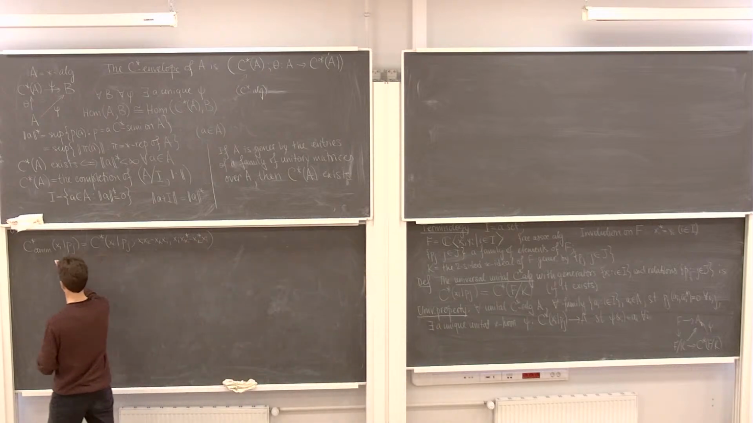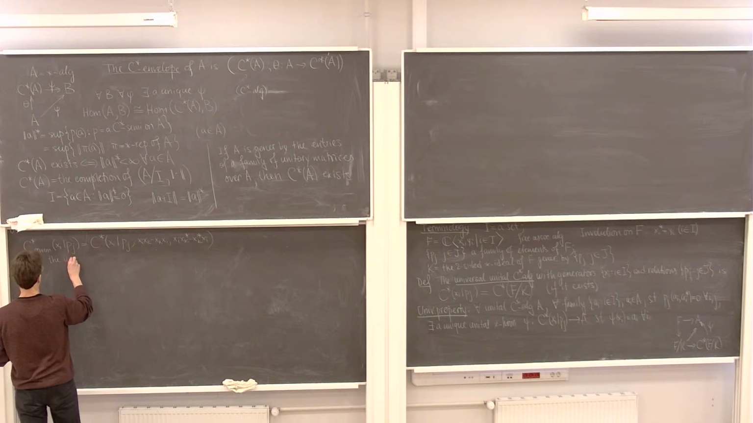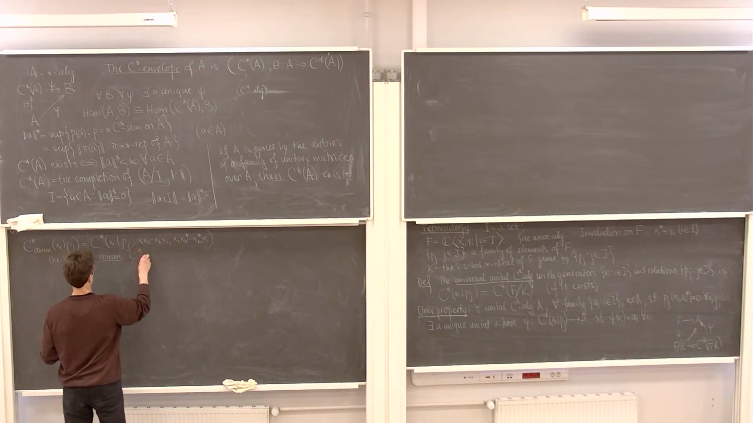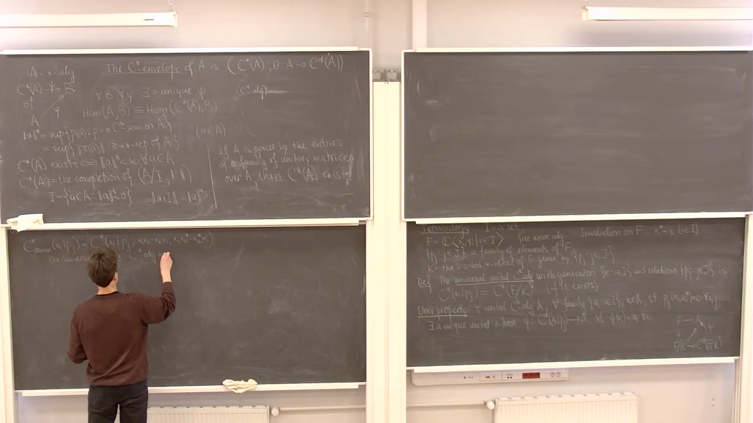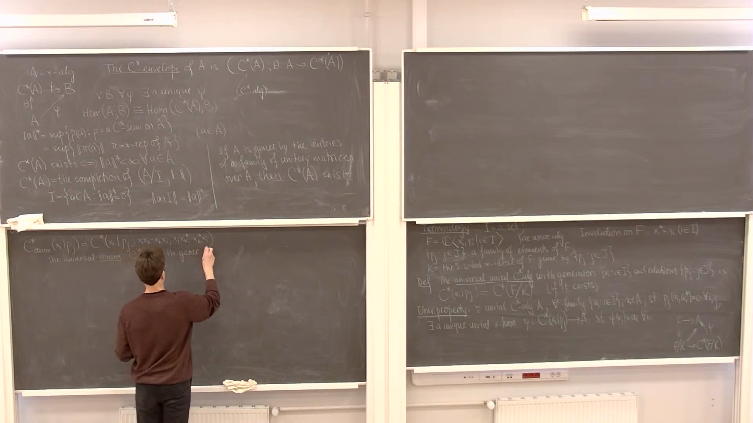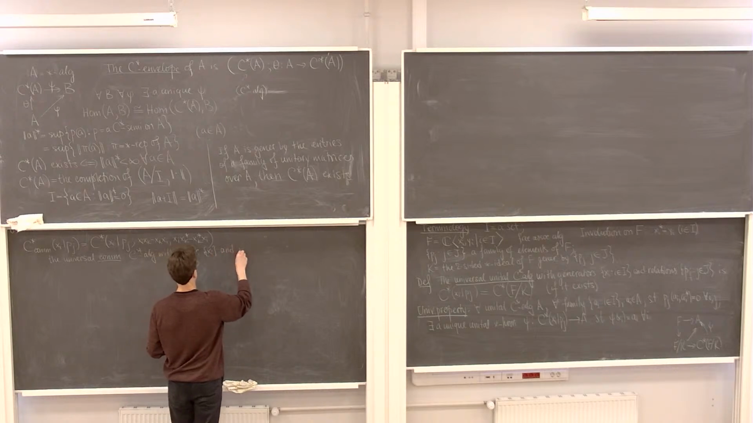So this is the universal commutative C-star algebra with generators xi and relations pj.